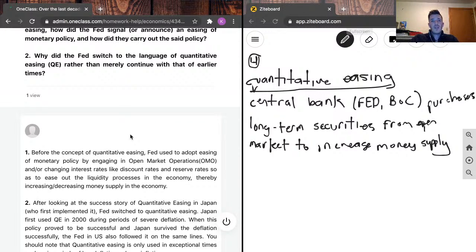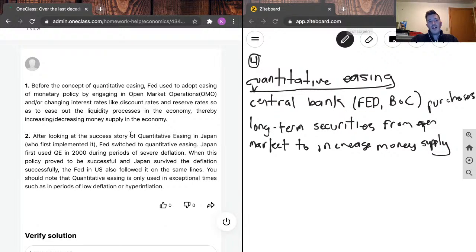2, Why did the Fed switch to the language of quantitative easing rather than merely continue with that of earlier times? After looking at the success story of quantitative easing in Japan, who was the first to implement it, the Fed switched to quantitative easing. Japan first used quantitative easing in 2000 during periods of severe deflation. When this policy proved to be successful and Japan survived the deflation successfully, the Fed in the US also followed it on the same lines. You should note that quantitative easing is only used in exceptional times, such as periods of low deflation or hyperinflation.